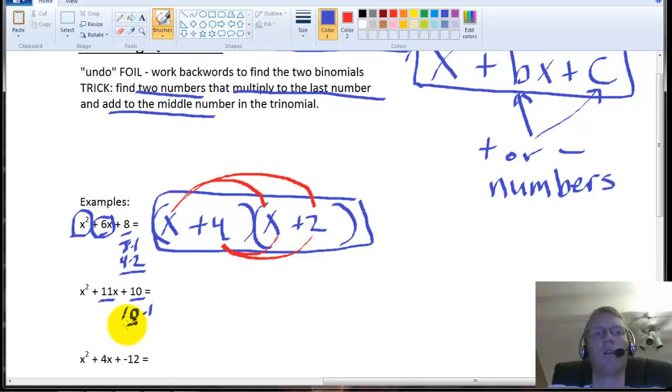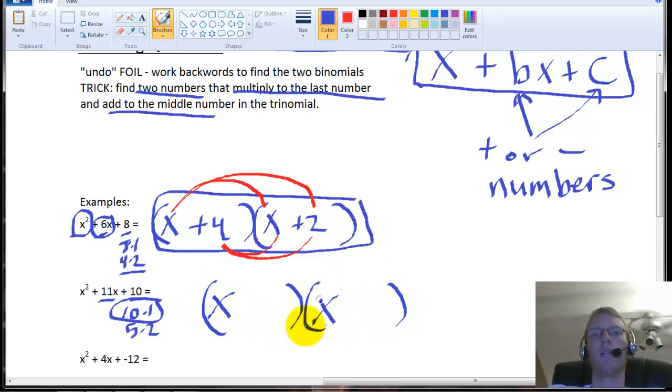10 times 1 or 5 times 2. Those are two possibilities. Which one of those has a sum that adds up to 11? Okay, it's clearly the first option. So your two terms that are multiplied together are going to be x and x, because x times x is x squared, and then plus 10 and plus 1.